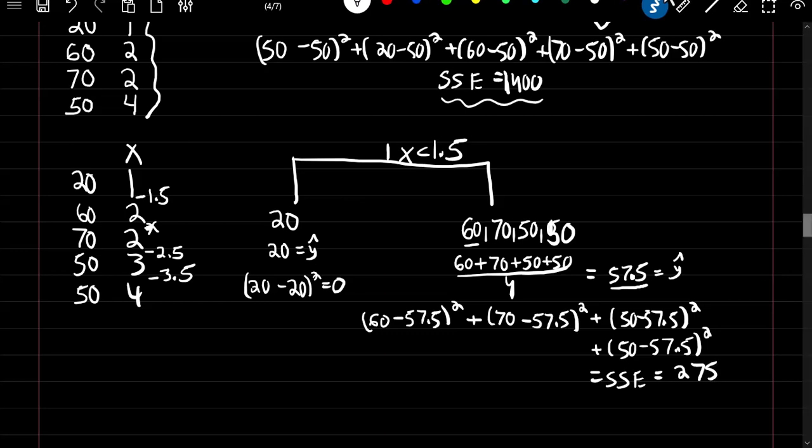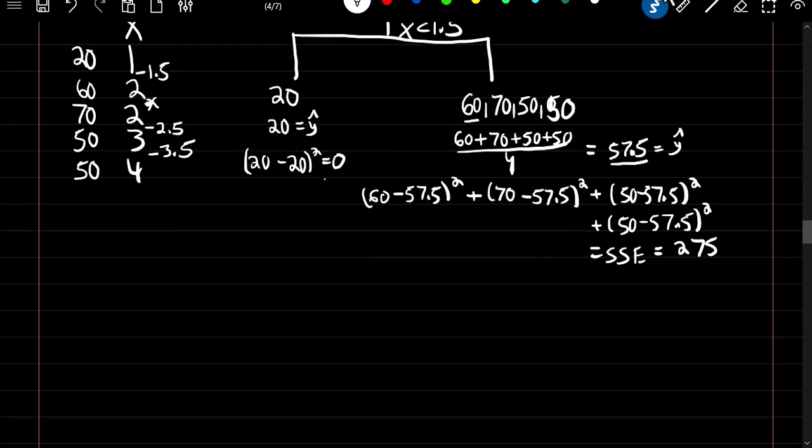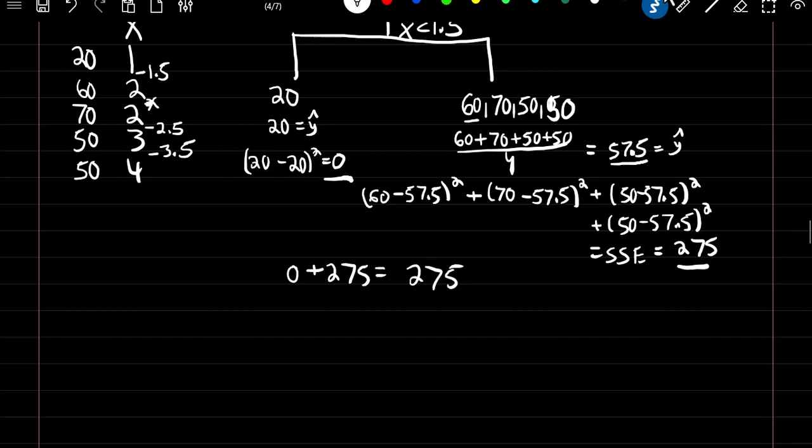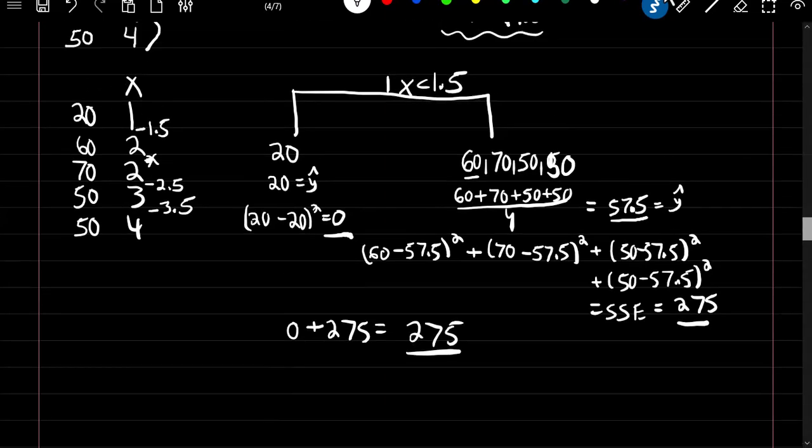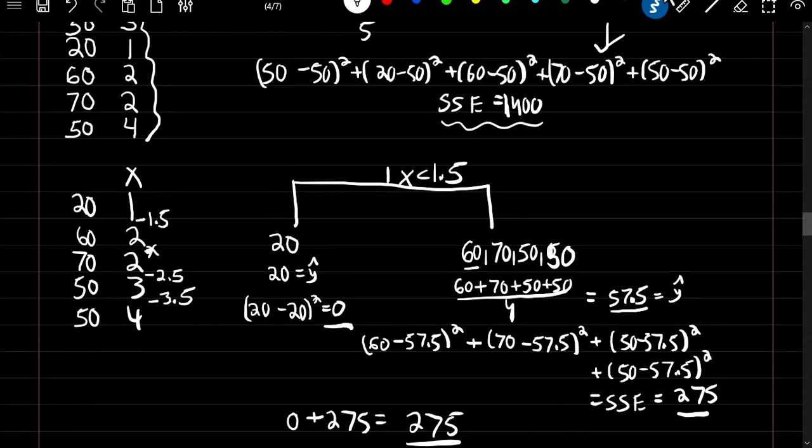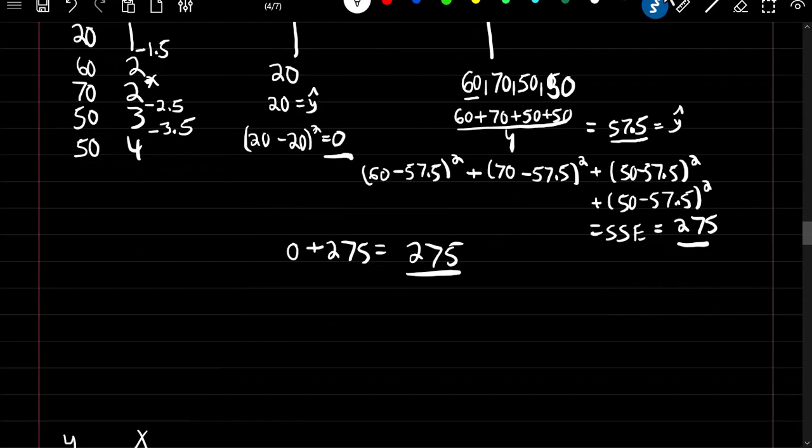So when we created this split, on the left side we have a sum of squared error of 0, and on the right side we have a sum of squared error equal to 275. So after the split, the total sum of squared error is going to be equal to 275. So we went from no split, 1400 sum of squared error. After the split, now our sum of squared error is going to be 275.